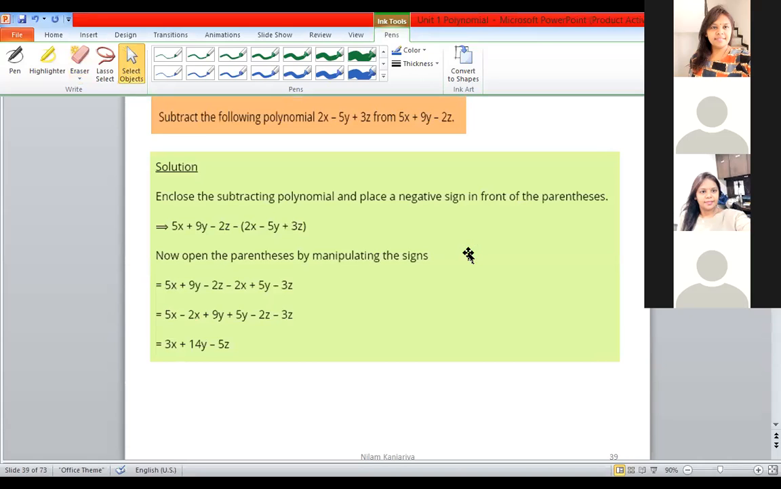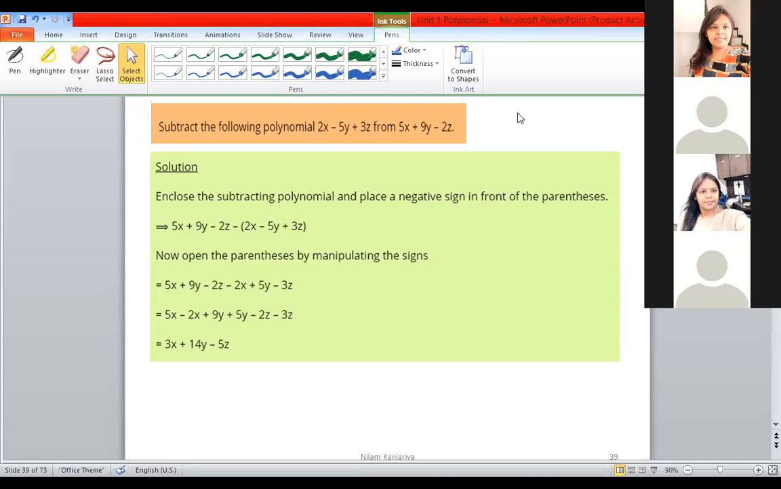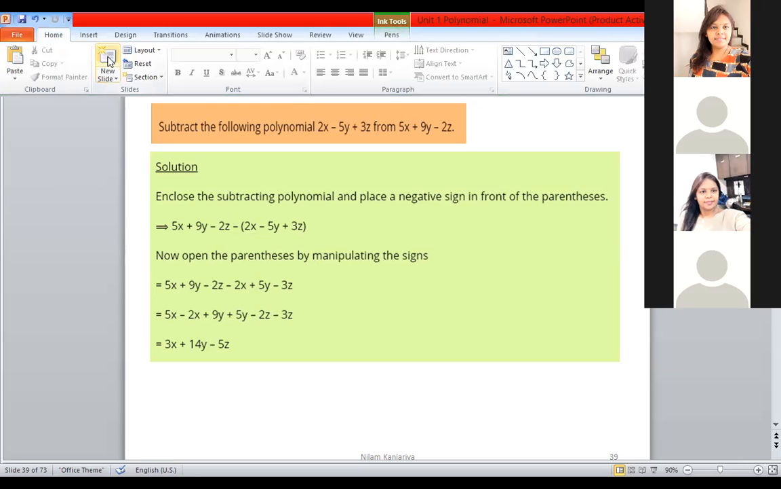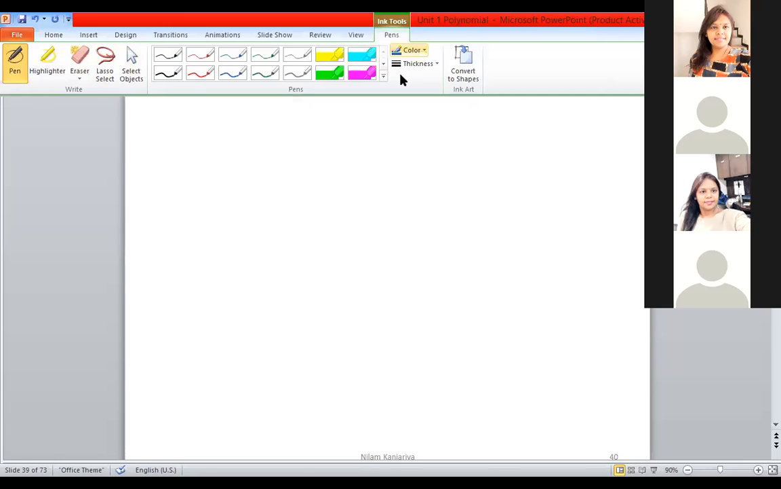So look at the question first of all. Subtraction from this one: 2x minus 5 minus 3z, and so on. I will give one more example to understand this question better. Subtraction between these two polynomials.